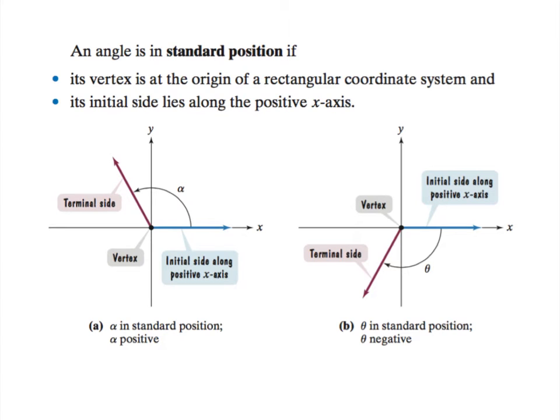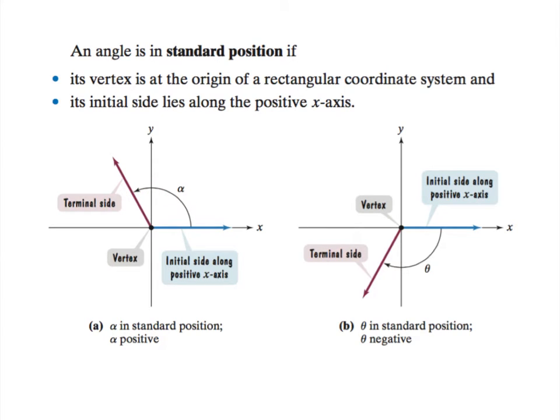Okay, so an angle is in standard position if and only if the vertex is at the origin of an XY graph and the initial side lies along the positive x-axis, which means every single time the vertex has to be right here. And every single time the initial side has to be here. It can't be anywhere else. So we look at this first graph, the terminal side is in quadrant 2, so that angle alpha right here is this angle here. Angles that go counterclockwise are always positive.